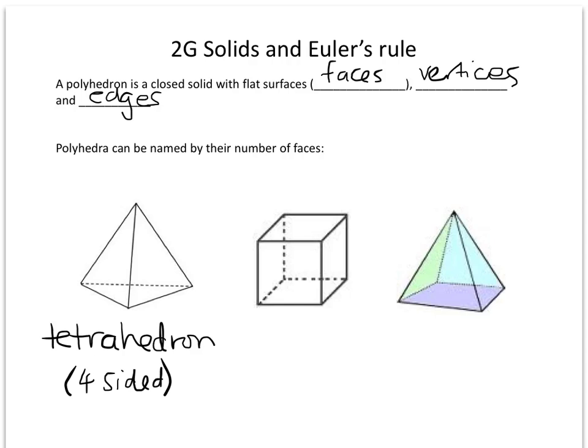This is a six-sided, so the prefix for 6 is hexa, so we've got hexahedron. And this one we've got a five-sided shape, which is a pentahedron. I don't think it's the most common way to name these. I'd say the first one, a tetrahedron, is pretty common. The second one you'd probably call a cube, and the third one you'd probably call a square-based pyramid. But we're going to look at some other names for 3D shapes in a second.